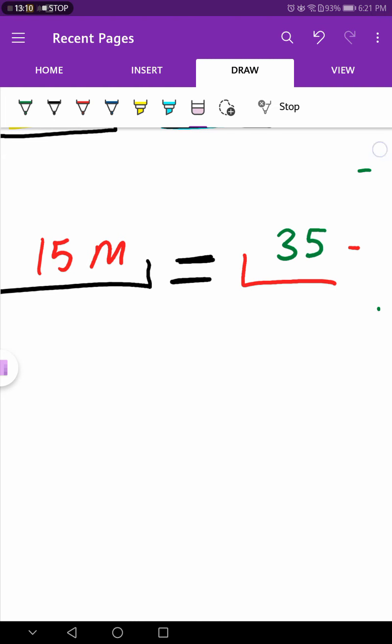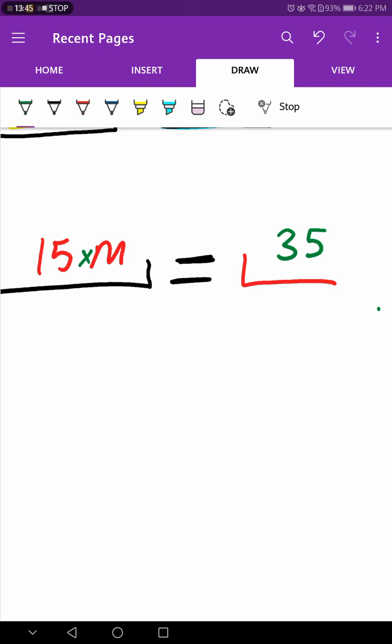Now this is the left and this is the right. How can I eliminate the 15m coefficient? It is divide, directly. What is the coefficient? It is 15, so divide by 15 directly. There is a hidden multiplication between 15 and m, so we use divide, the opposite of multiplication.